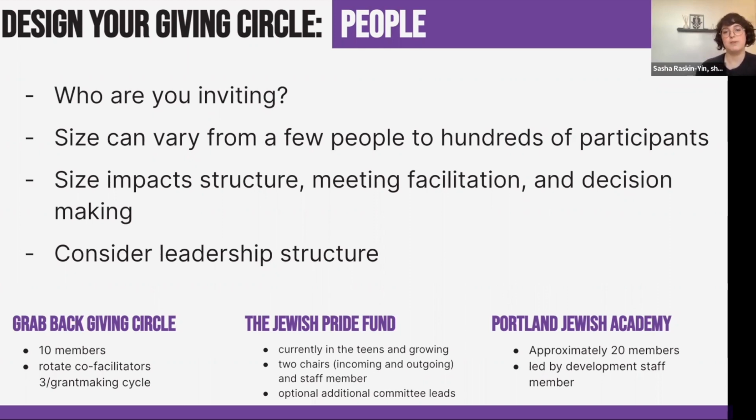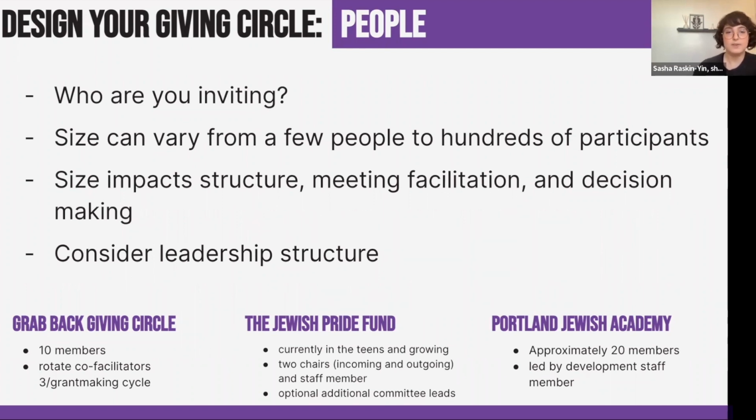The number of people in giving circles varies from a handful to hundreds. For example, Grab Back Giving Circle has 10 members, the Jewish Pride Fund is in the teens, the Portland Jewish Academy Giving Circle has 20 members, but we also work with giving circles that have over 100 members. At Amplifier, we generally suggest starting small and growing from there.